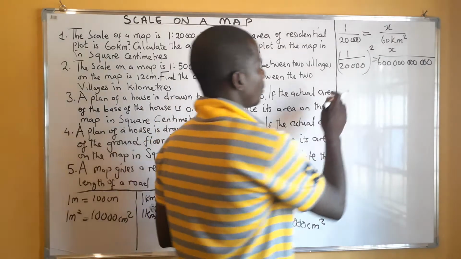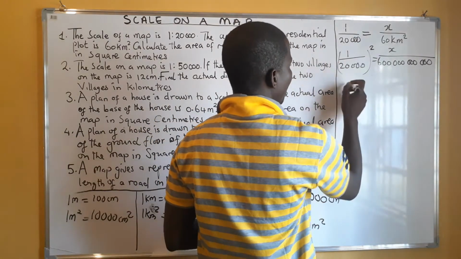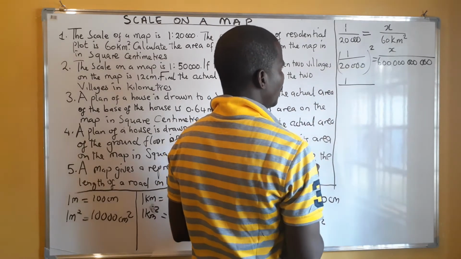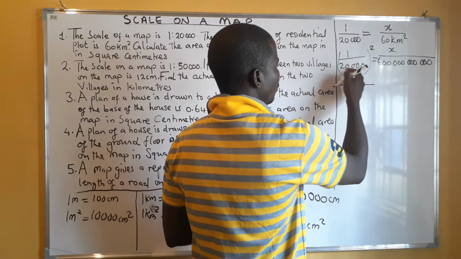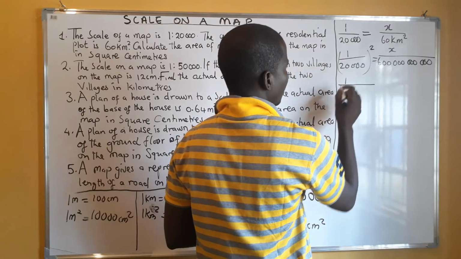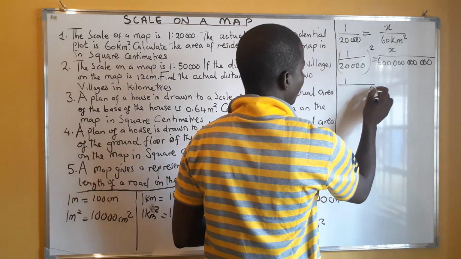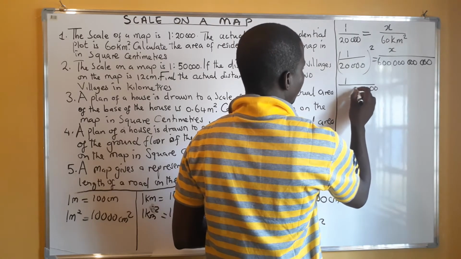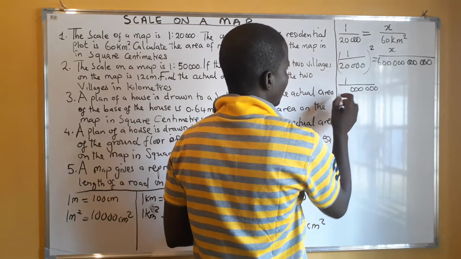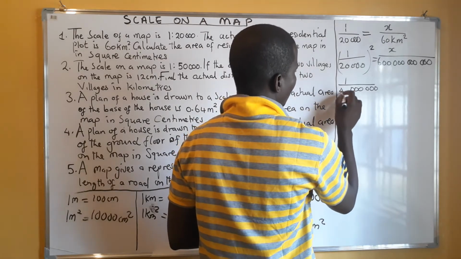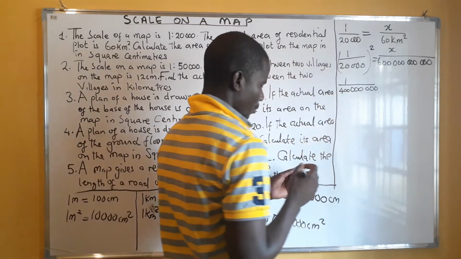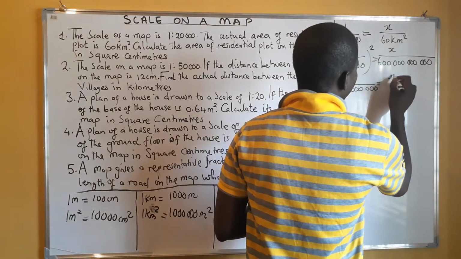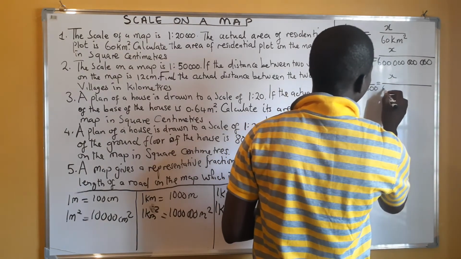The next thing that we are supposed to do now is square this one. 1 multiplied by 1 is 1, over 20,000 multiplied by 20,000. What do we get? We're going to have 8 zeros here. You have 0, 0, 0, 0, 0, 0. Then this is what we're going to get. This is equal to x over the same.